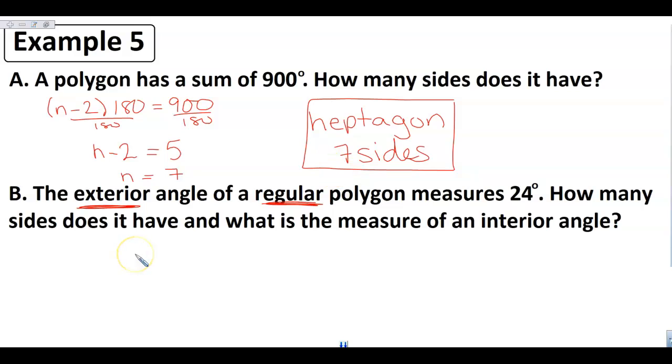All right, so let's start with our exterior. I know that 360 divided by my number of sides is going to give me 24 degrees. So I'm going to cross multiply here. I'm going to get 360 equals 24n. Divide both sides by 24. I'm going to end up with 360 divided by 24 equals n. All right, and this is going to give me 15. So it is going to have 15 sides. All right, so I have a 15-gon.